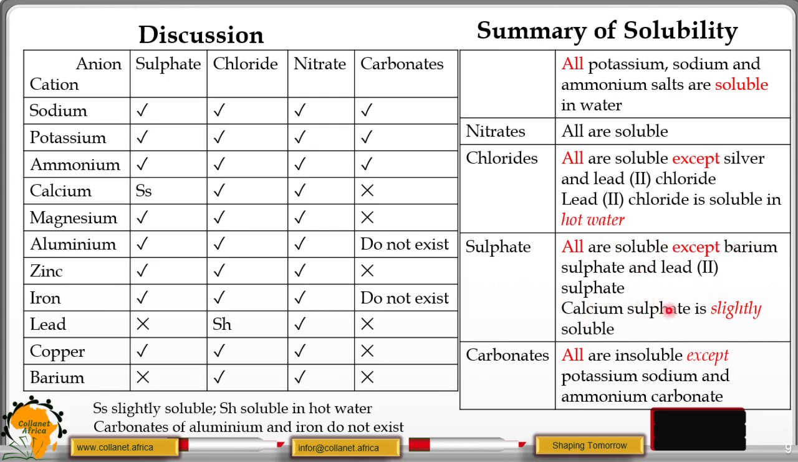However, calcium sulfate is slightly soluble, and that's why when you look at that table, you can see an X at lead and an X at barium, and S, slightly soluble, with calcium. All carbonates are insoluble except potassium, sodium, and ammonium carbonate, which are actually soluble in water.